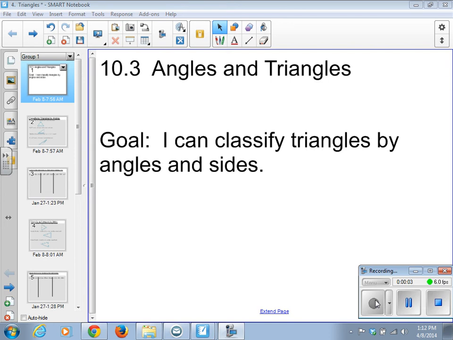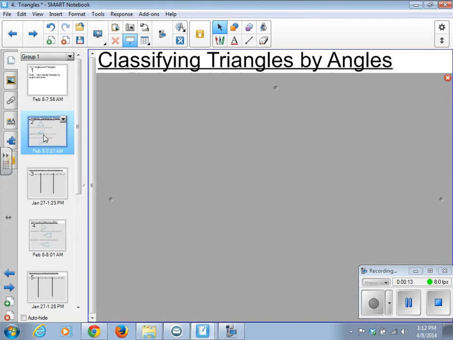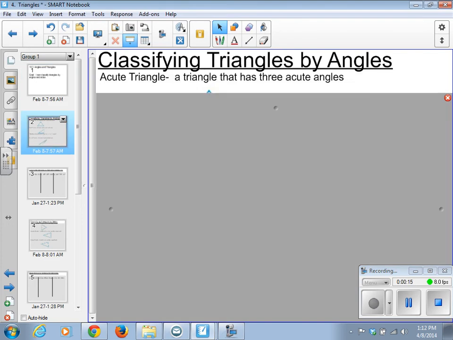Section 10.3, Angles and Triangles. Our goal today is to classify triangles by angles and sides. Remember to completely fill out your note sheet based off this video. We'll start by classifying triangles by angles.